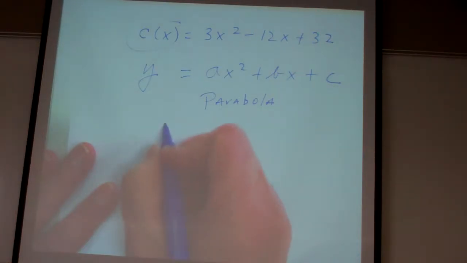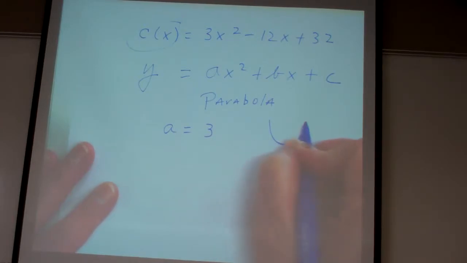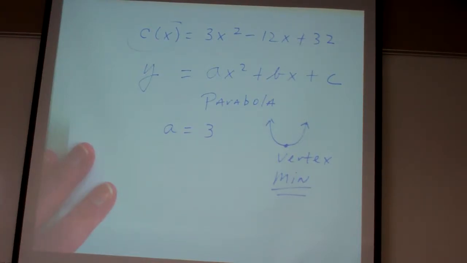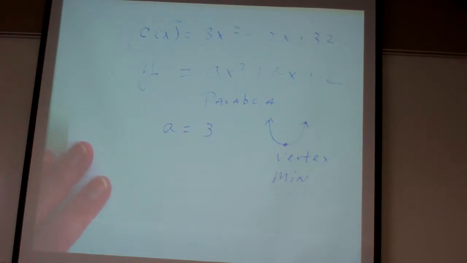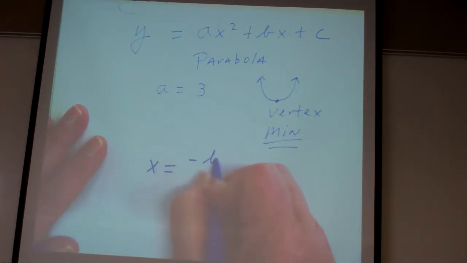When our a value is positive, in this case our a equals 3, our parabola is going to open up. And in this case, our vertex will represent the minimum. So if we can just find the vertex for this quadratic, we will be solving our problem, which is to minimize the cost function. We know that when we let x equal the opposite of b over 2a, we have the x value of our vertex.